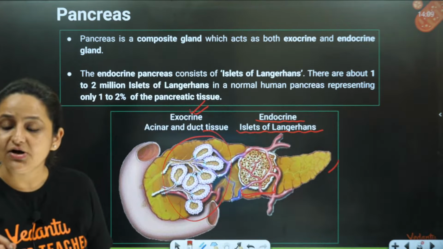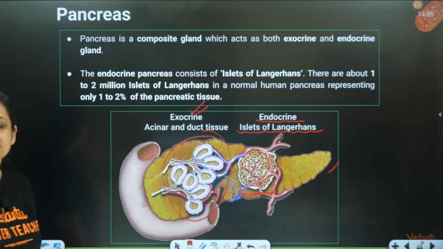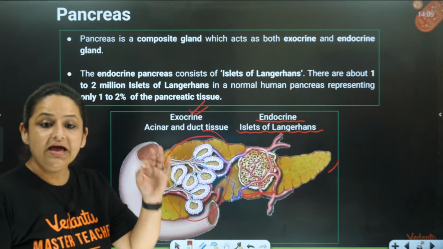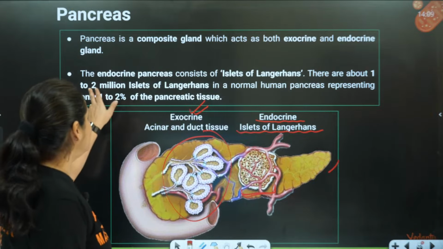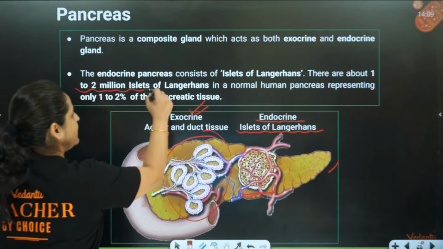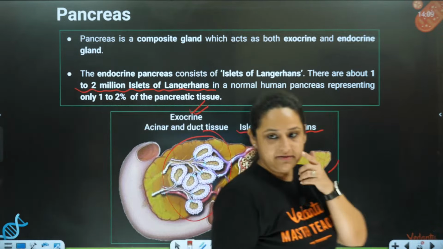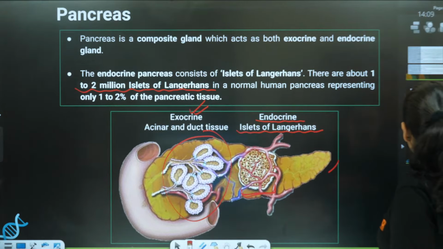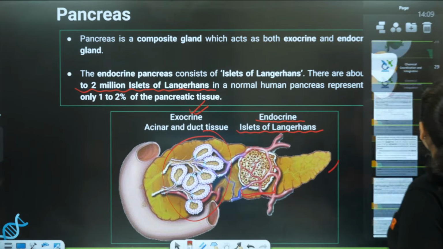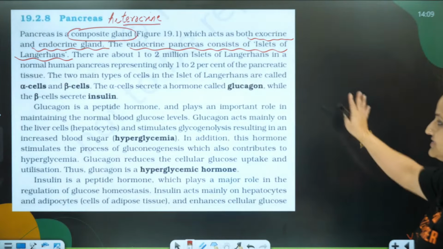These cells are called the islets of Langerhans. And there are around 1 to 2 million. So you can see over here, there are 1 to 2 million islets of Langerhans in a normal pancreas. These are NCERT lines only, but I will directly take you to NCERT. This is our NCERT.